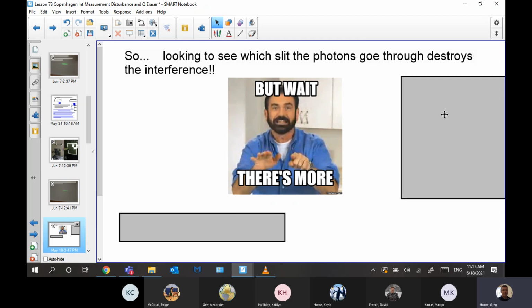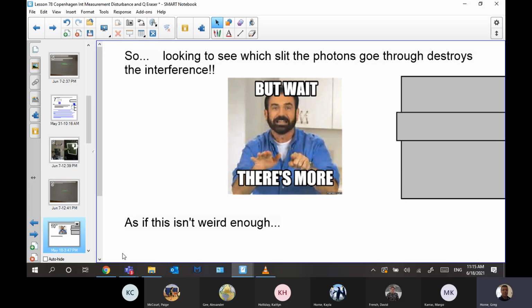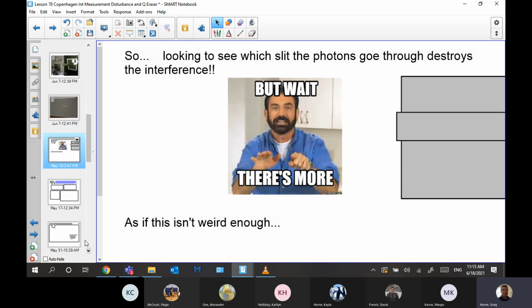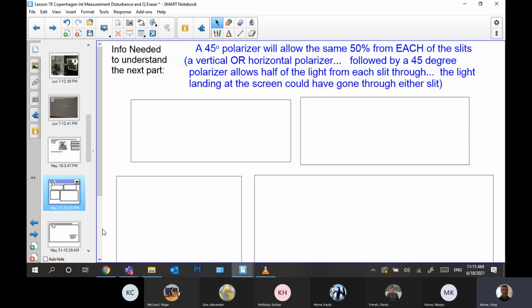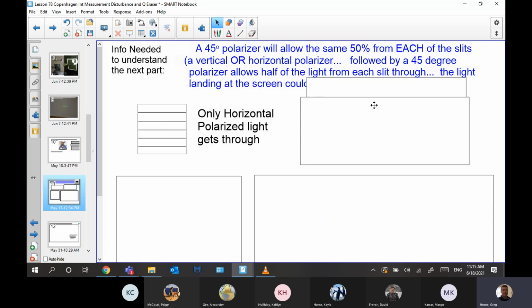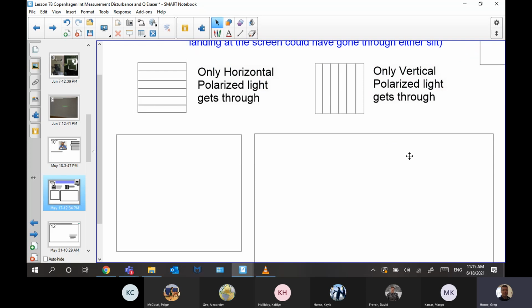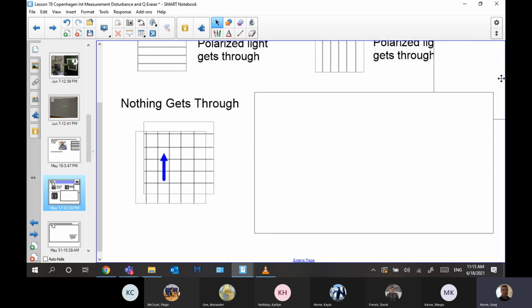And it's like this guy here, you gotta love him, right? It's like, but wait, there's more, right? As if this isn't weird enough in the first place, there's more. So it turns out if you put another polarizing filter, 45 degrees between the two. So the horizontal one only lets horizontal through, the vertical one only lets vertical through. If you put those together, nothing gets through.